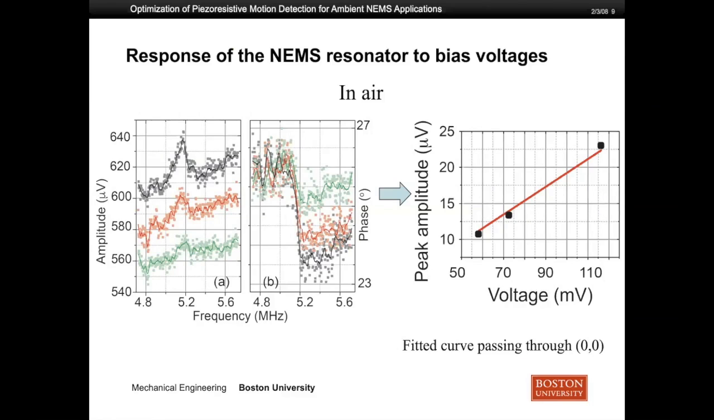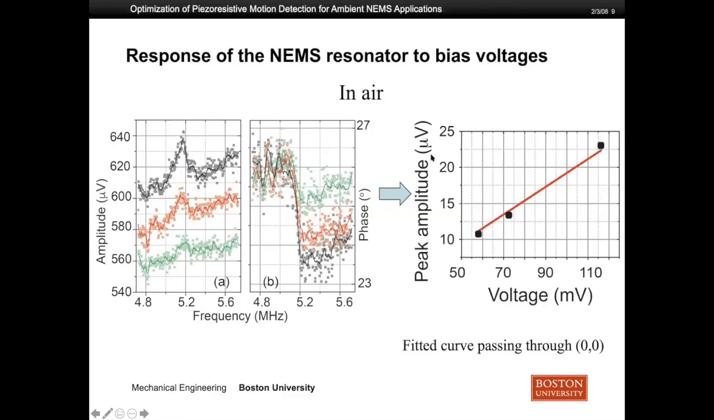Once we know these optimized parameters, we try to use them to study how the bias and drive voltage influence the NEMS resonance. This slide shows the response of the NEMS resonator to bias voltage in ambient air. I'm looking at amplitude and phase as a function of frequency, shown in figures A and B. From green to black represents the bias voltage increasing. You can see increasing the bias voltage increases the current in the detection circuit, and then results in a larger amplitude.